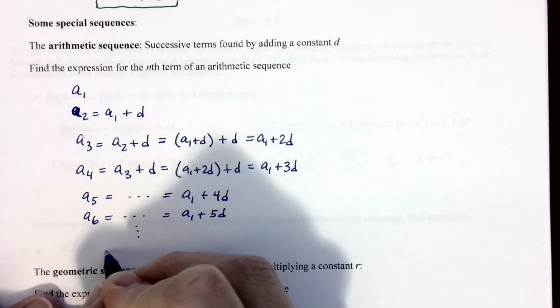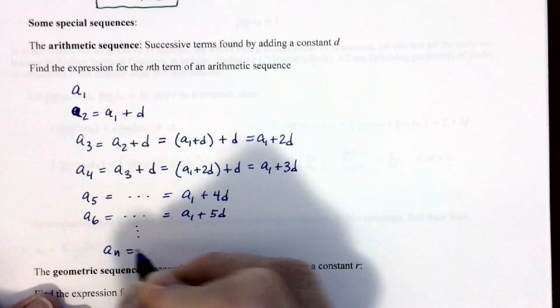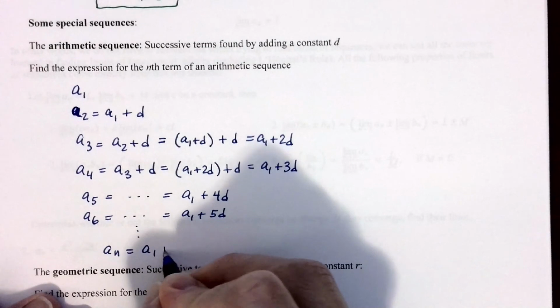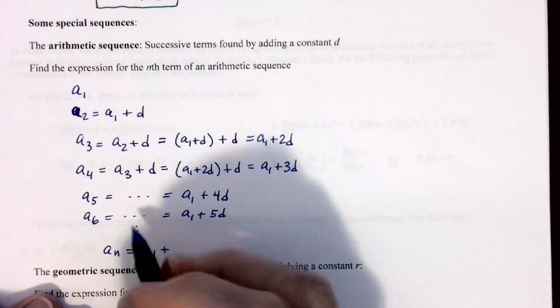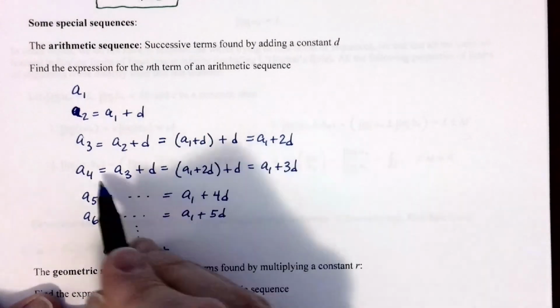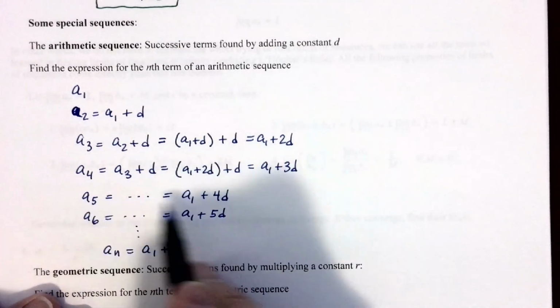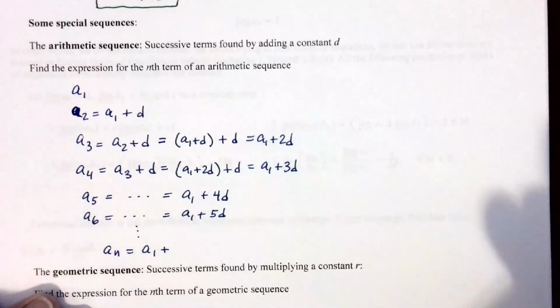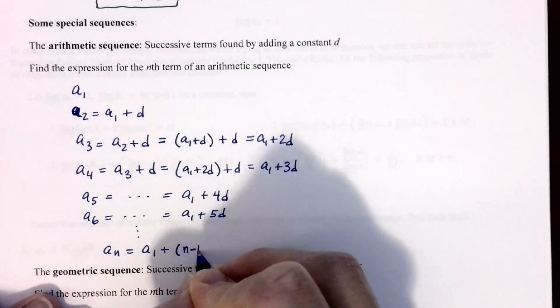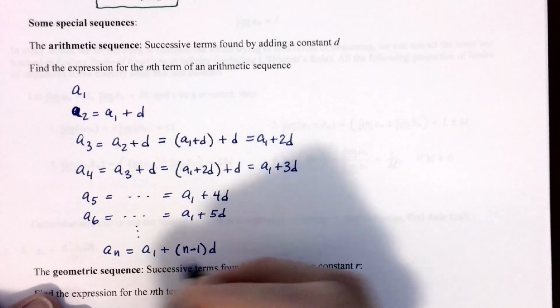Can we get the nth term? A sub n is equal to a sub 1 plus something times d. And what's that something? Well, if the index is 3, that something is 2. If it's 4, it's 3. If it's 5, it's 4. If it's 6, it's 5. It's always 1 less, again, so we've seen that before. n minus 1 times d.